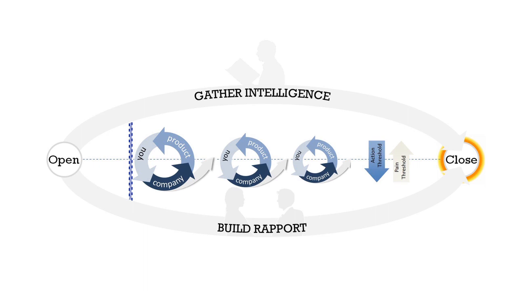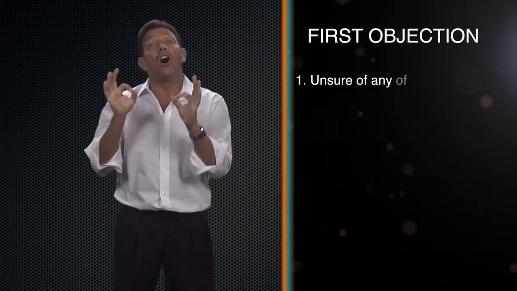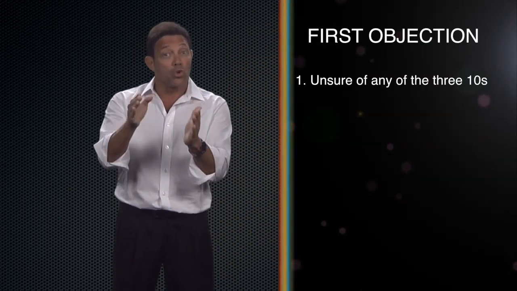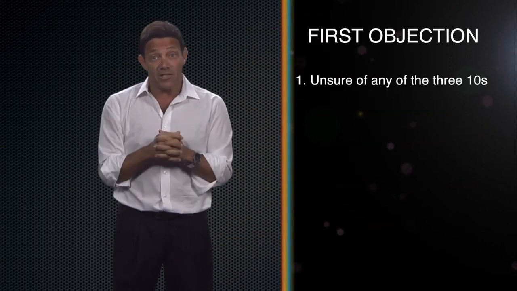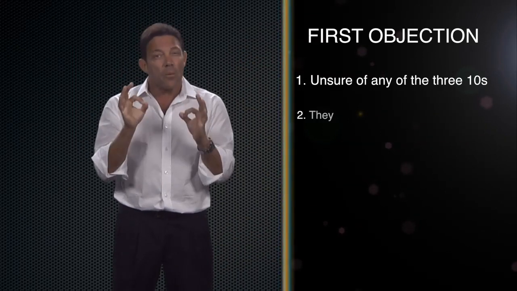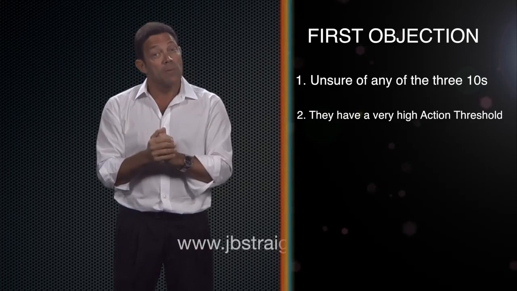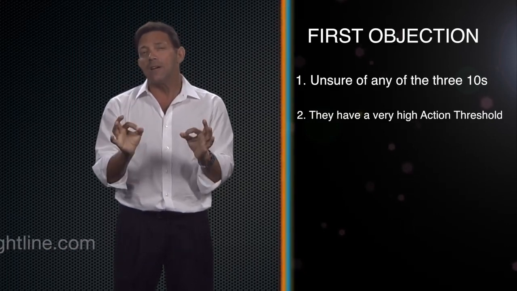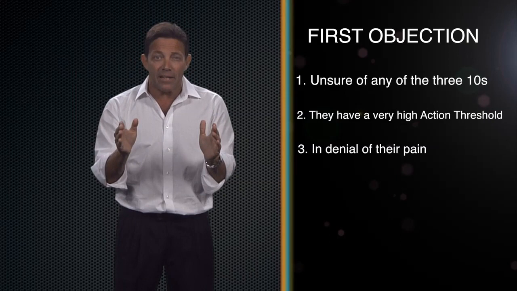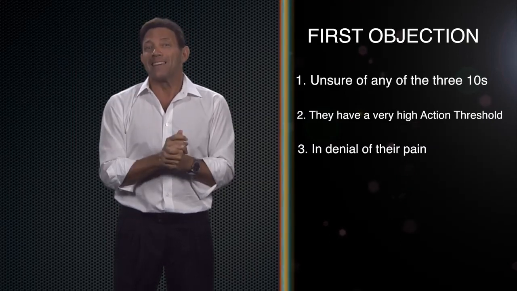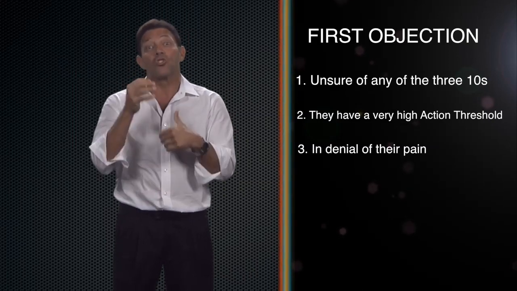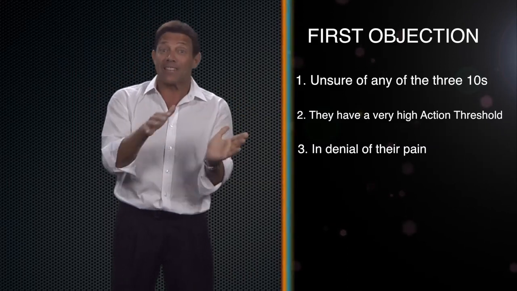So this little sliver here represents that first objection, which isn't going to be a hard no typically, right? It'll be one of those stalls or smoke screens we get when someone falls into one of these following three categories. One, they're not 100% certain about either one or two or even perhaps three of the 10s, right? Number two, they have a very high action threshold, which needs to be lowered before they take action. Or three, they're in complete denial of their pain, so they feel no urgency to buy. Essentially, they're comfortably numb in their own pain, so there's no reason they need to take action right now to get out of that pain.